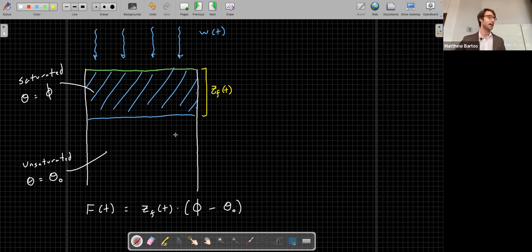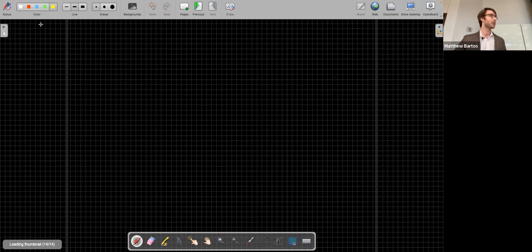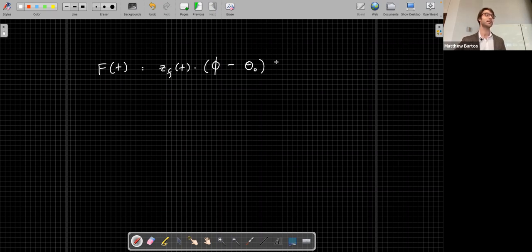So note, I'll write this down on a different page here because I'm going to need more of this page. We have that F of T is equal to ZF of T times our porosity minus the initial soil moisture content. This is the depth of wetting front. This is the cumulative infiltration depth.